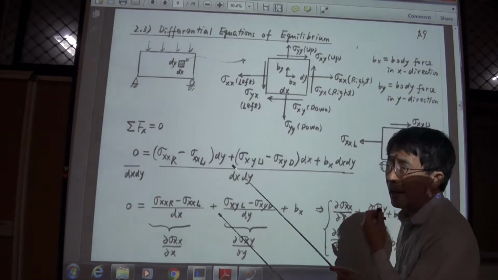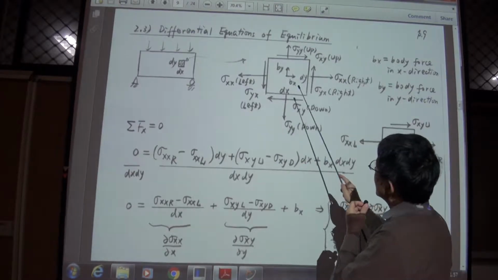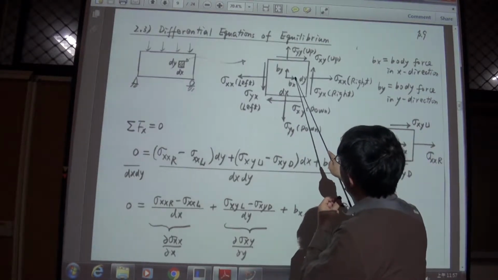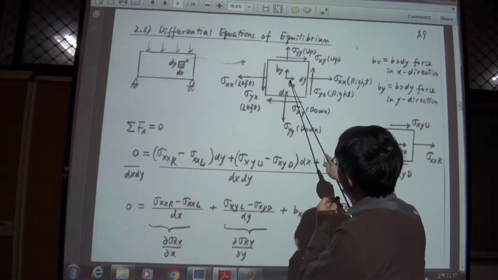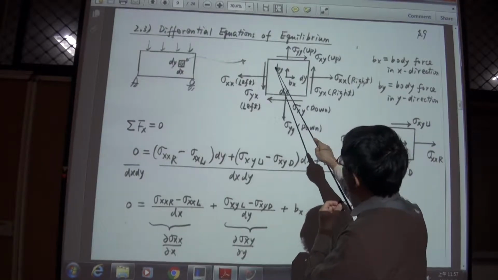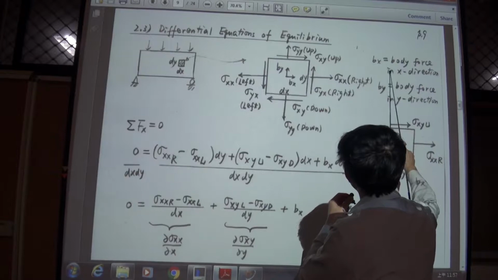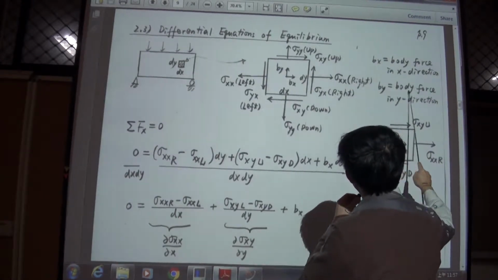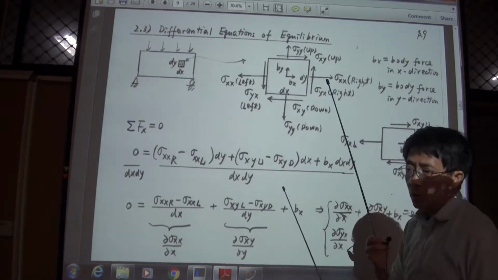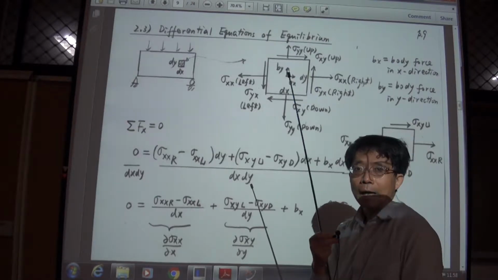Okay, and inside the material point, there are some body forces, Bx, By. What are Bx, By? Bx is the body force in the x direction. By is the body force in the y direction. What are the body forces?